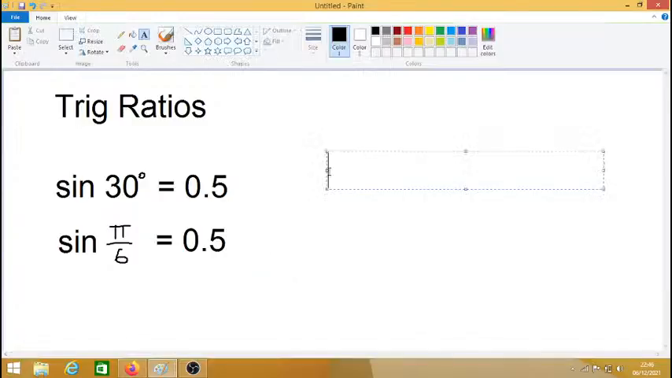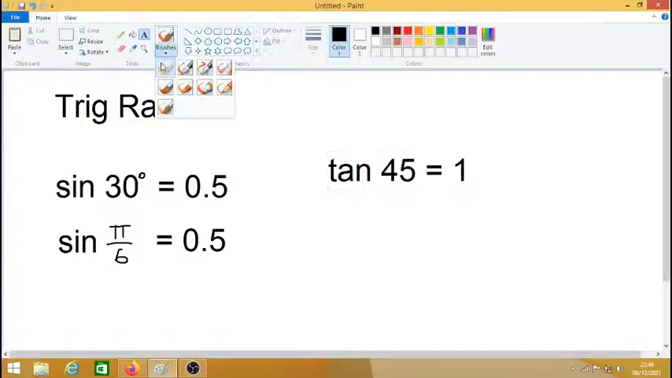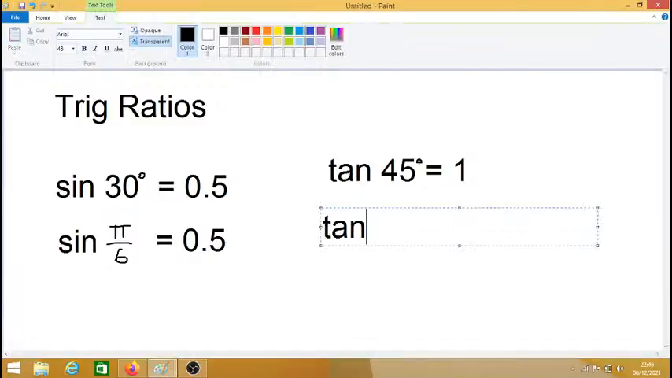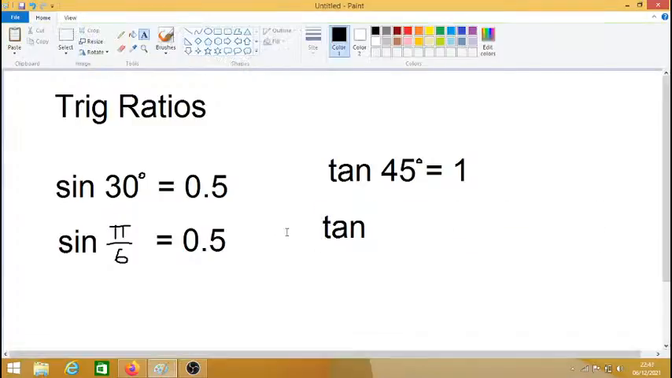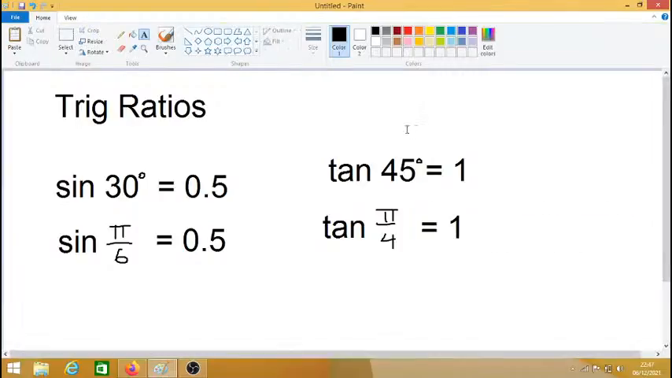Another easy one to remember is tan of 45 degrees is equal to 1. What would that be in radians? So that would be tan, and this time, remember pi is 180 degrees, so that's pi over 4. So tan of pi over 4 would be equal to 1. So they're the two basic ones. The rest of them aren't so basic. You do have to learn them.